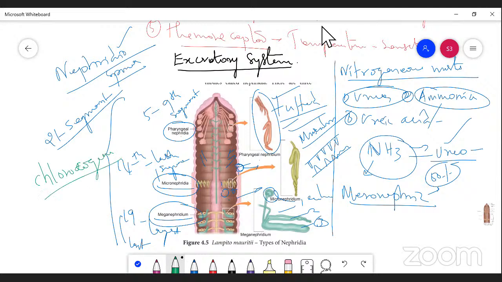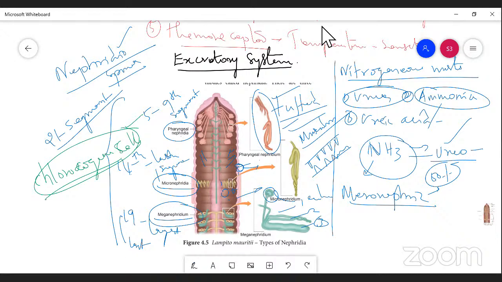Chloragogen cells are located between the body wall and the intestine. They collect the waste material from the blood, store it, filter it again, and finally discharge the waste material. So chloragogen cells are very important cells in the earthworm's excretory system, involved in excretory products and also NH4 plus. Next we are going to talk about the same earthworm excretory system.